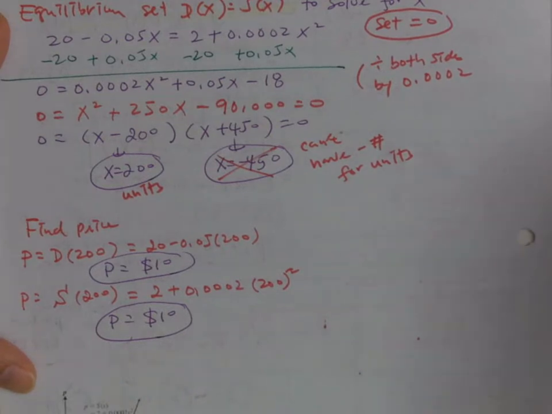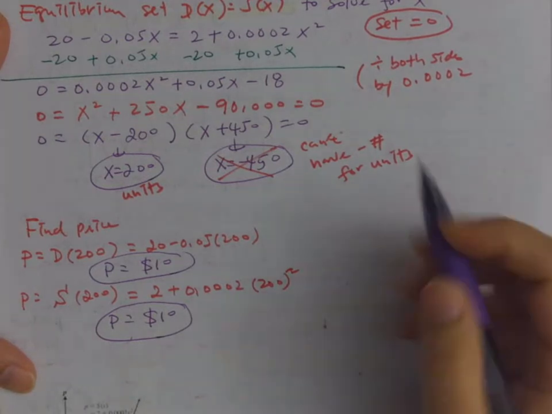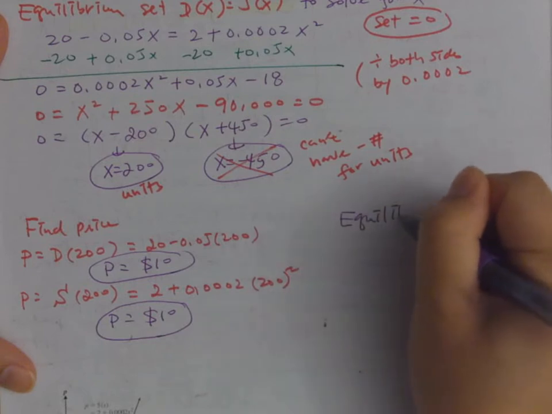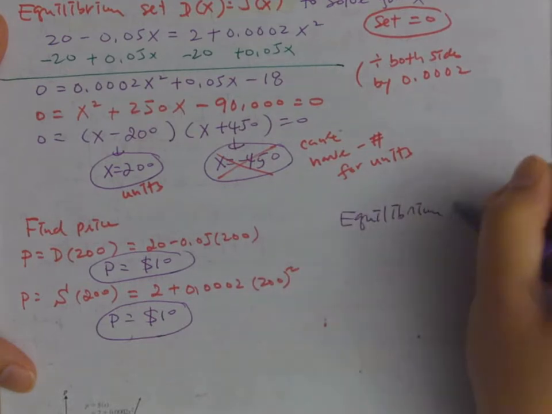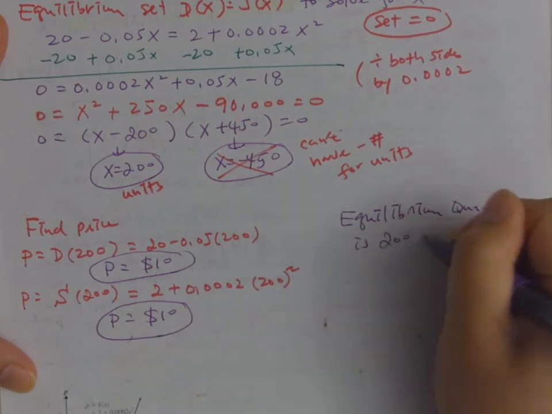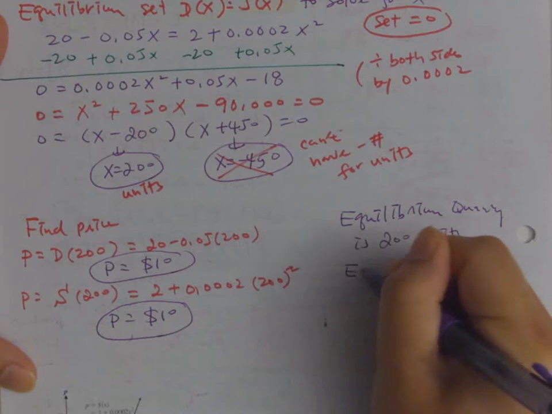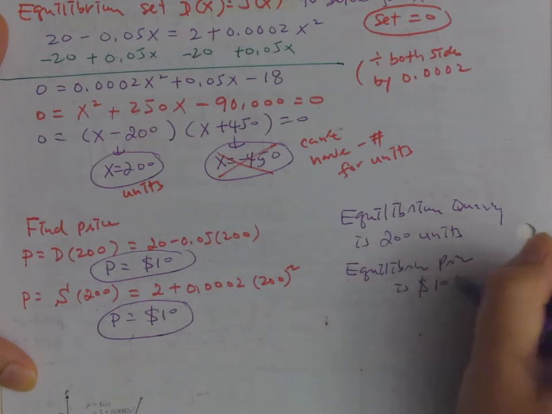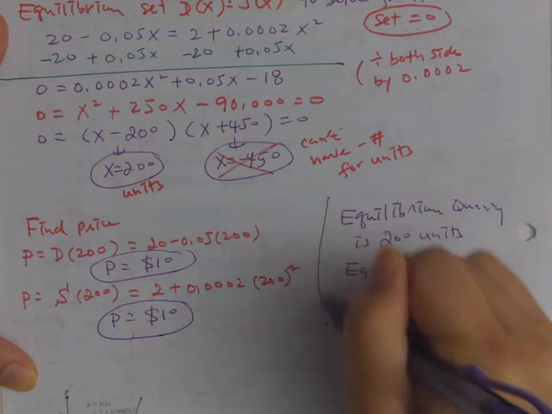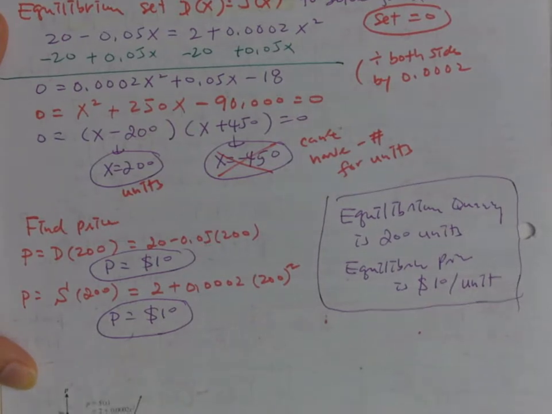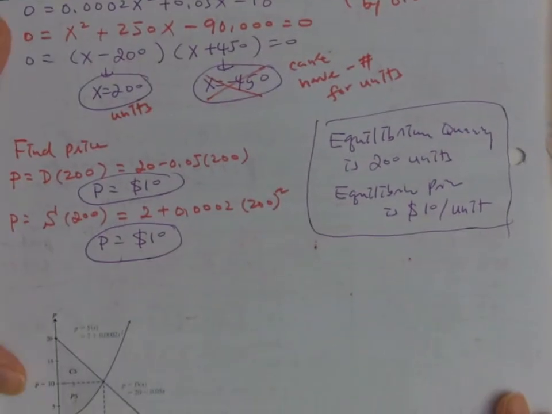So we concluded the equilibrium price and units. The equilibrium quantity is 200 units. The equilibrium price is $10 per unit. So we did that part, but they also want to know the consumer surplus and producer surplus, right? So let's try that.